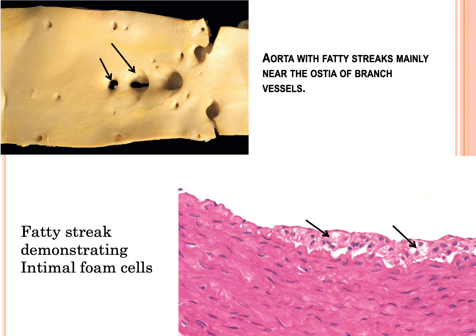This figure demonstrates the macroscopic and microscopic appearances of fatty streak. And as we said, fatty streaks are minute yellow lesions that cause no flow disturbance. Usually they are present at the branching points of major vessels. The figure at the top shows the macroscopic appearance of the fatty streak in the aorta. So here, as you can appreciate, the aorta shows a fatty streak mainly near the ostia of the branched vessels.